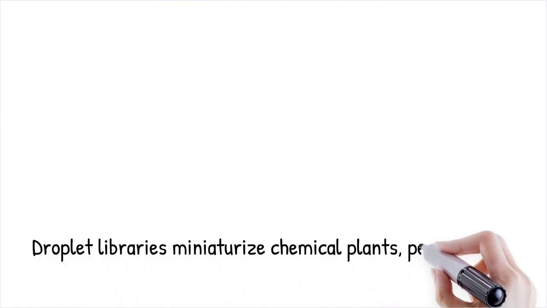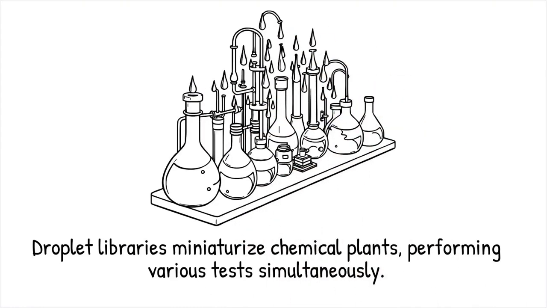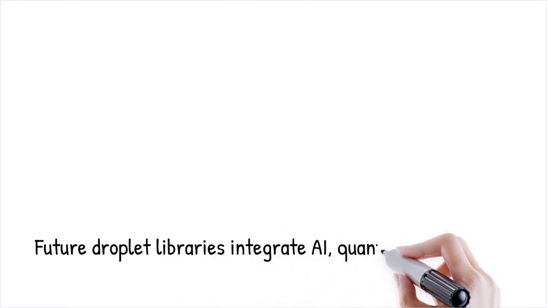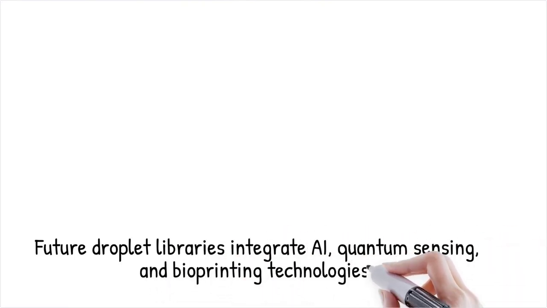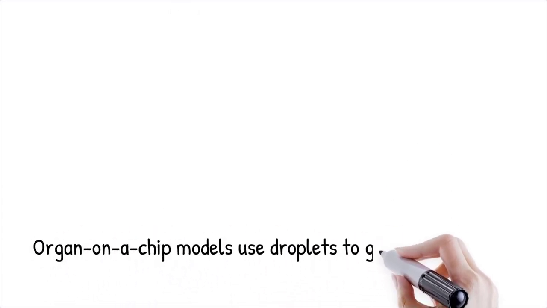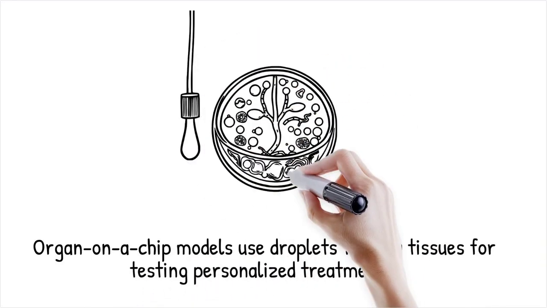The next frontier in droplet libraries involves AI-driven analysis, quantum-enhanced sensing, and bioprinting technologies. Future applications include organ-on-a-chip models, where human tissues are grown in droplets to test personalized treatments. Researchers are exploring quantum sensing for extreme precision in biochemical reactions, revolutionizing detection limits.